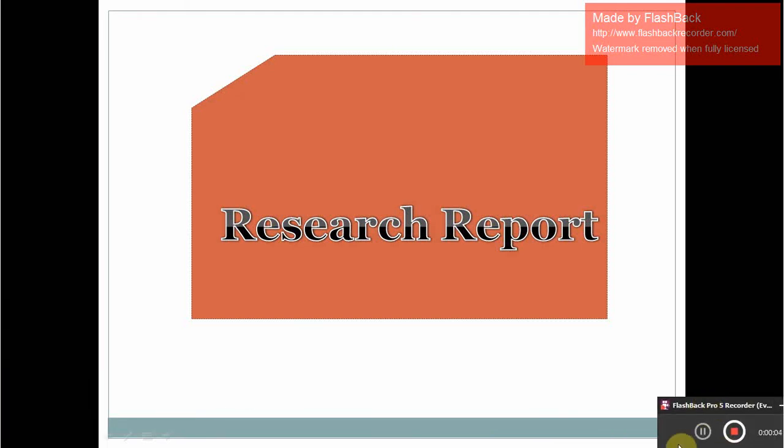In this session, we'll be discussing the concept called research report. So, in the research process steps, this will be the final step done by the researcher, that is preparation of a research report.